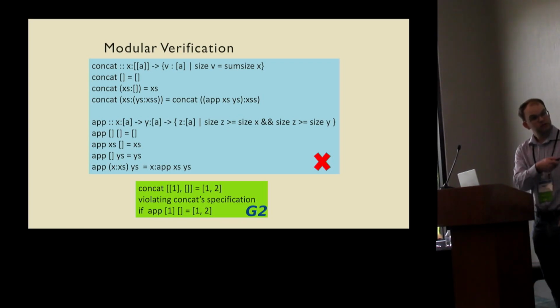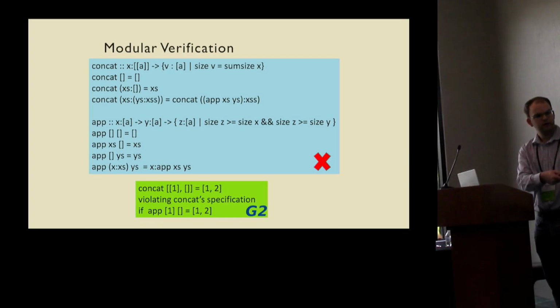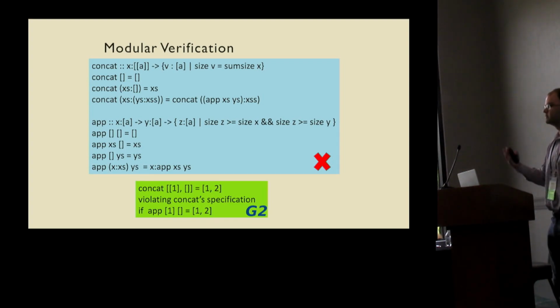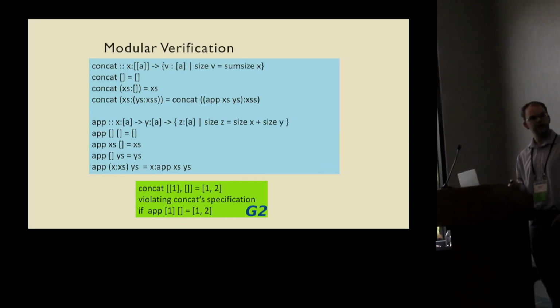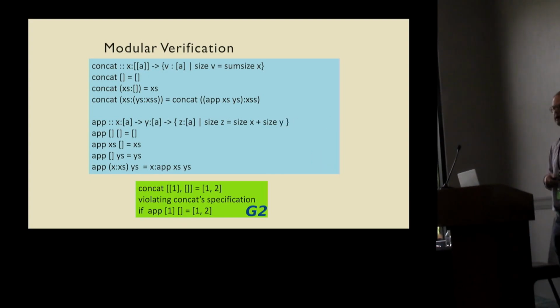But what we can do is say, okay, well, app is appearing after if. We have this mapping from app taking a list with 1 and an empty list to a list with 1, 2. And so we have to strengthen the specification of app to rule out this possible behavior. And so if we do that by saying that the size of the output of app is exactly the sum of the sizes of the input lists, we'll now be able to verify this code.